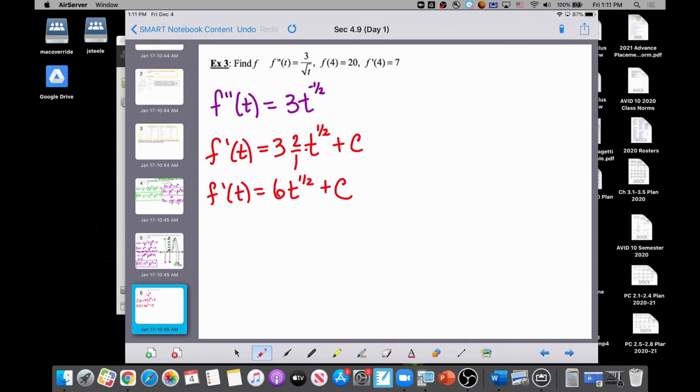Now, before we solve for c, let's check it. If we were to differentiate 6t to the 1/2, we would bring down the 1/2. Half of 6 would be 3. That would be our coefficient. And then if we subtracted 1 from 1/2, we'd have negative 1/2. So it would be 3t to the negative 1/2, which is what we started with. So we're good. So now we're going to solve for c.